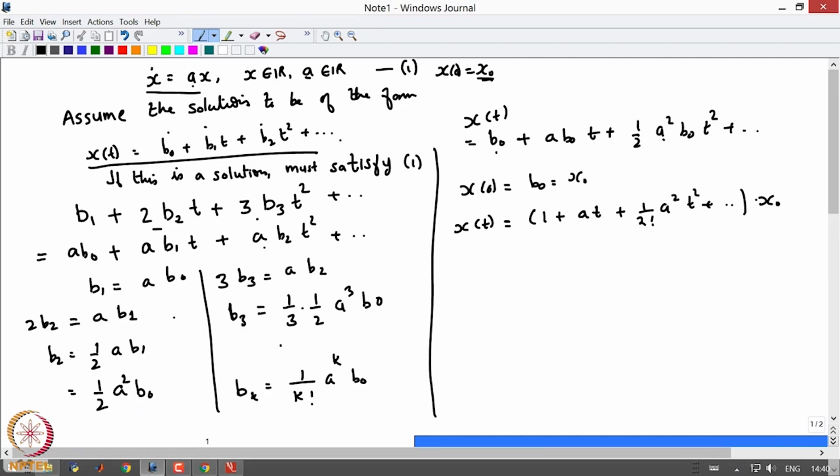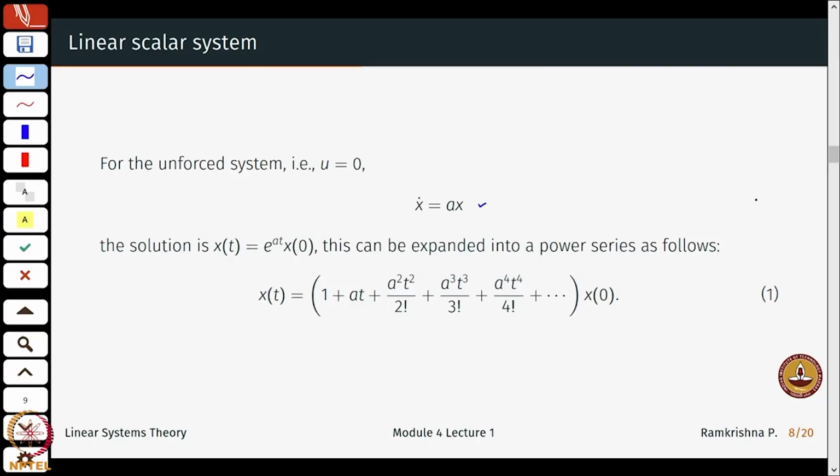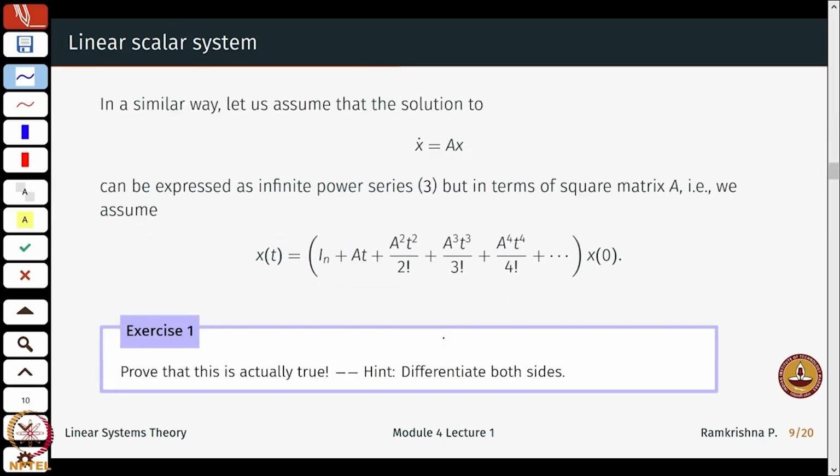So, that is what is happening here. The solution can be expanded into a power series in this form, and I know that this actually is e power a t. So, this we know. I am just constructing the solution in a slightly more natural way than one would do before we moved to closed form expressions for all these differential equations.